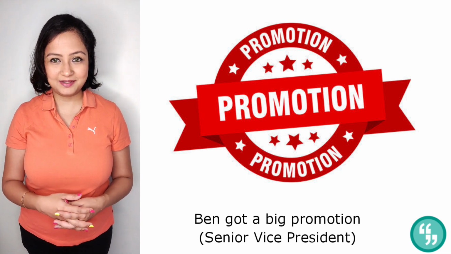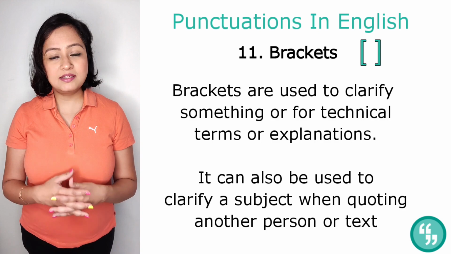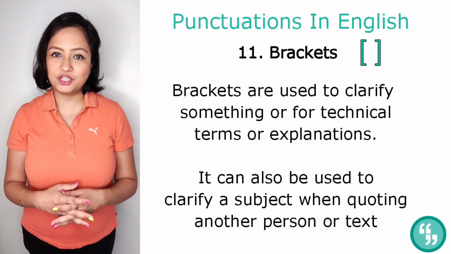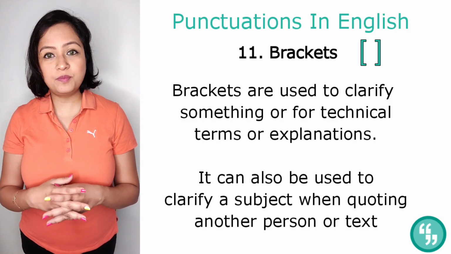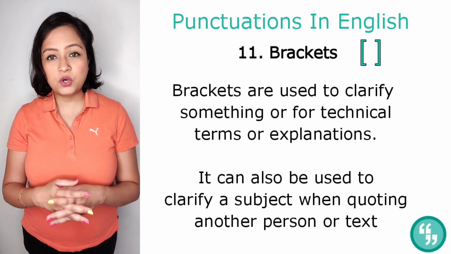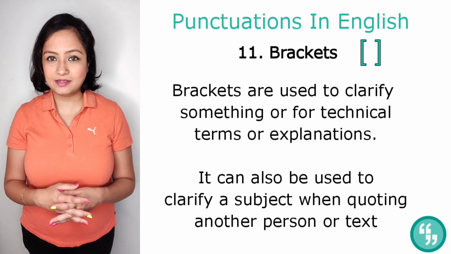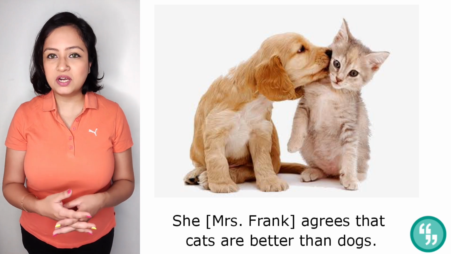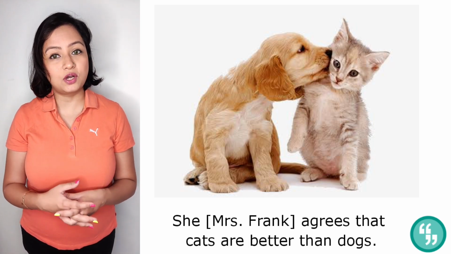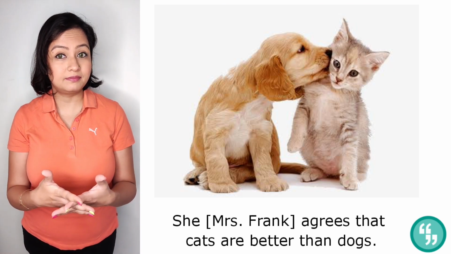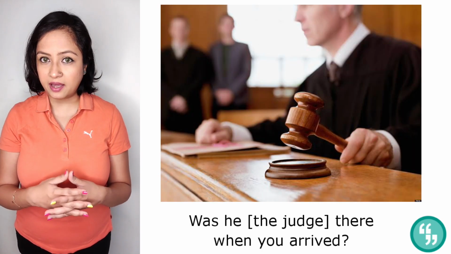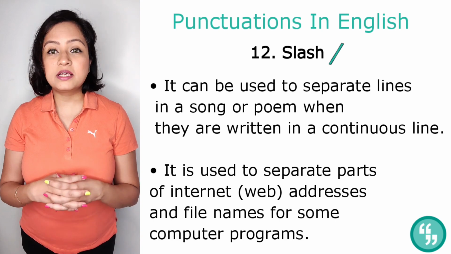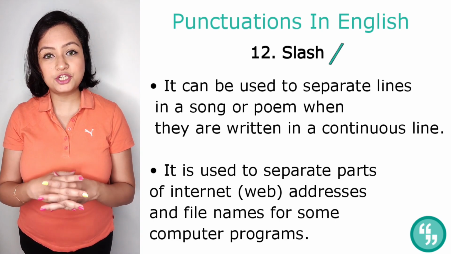Brackets. Brackets are used to clarify something or for technical terms or explanations. They can also be used to clarify a subject when quoting another person or text. For example, she [Mrs. Frank] agrees that cats are better than dogs, quoting another person. Was he [the judge] there when you arrived? To clarify something.